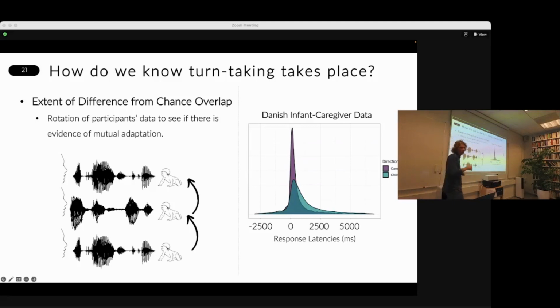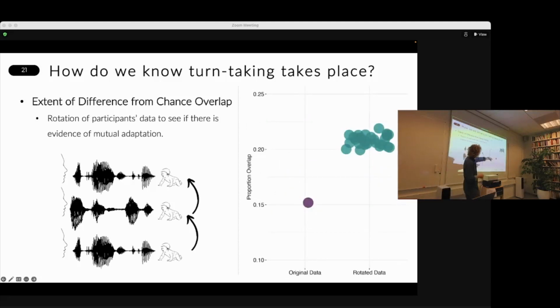That was also what the spectrogram was based on, which looks like something like this, right? Response latencies between minus 2.5 seconds and 2.5 seconds. And what we see here is that once we rotate the data sets, I rotated it 26 times for each of the caregiver infant dyads, and we see a greater proportion of overlap for the rotated data sets as opposed to the baseline or original data, indicating that, okay, they are responding in some sense to each other. There is turn taking place, even though we can't recognize it on a spectrogram.